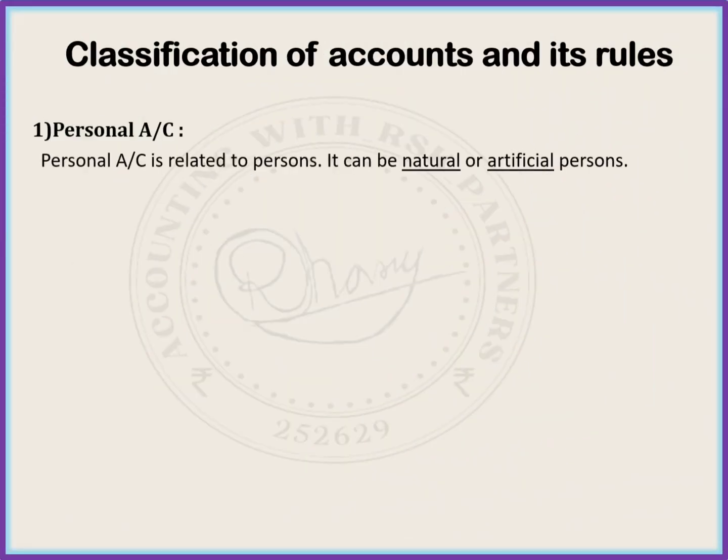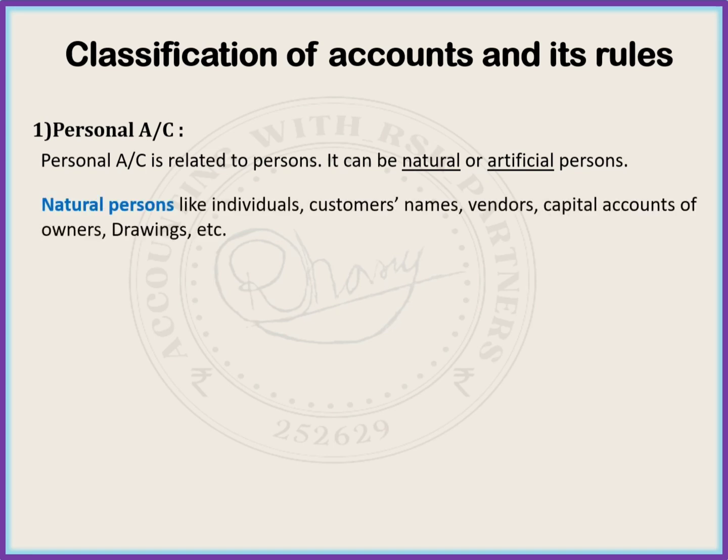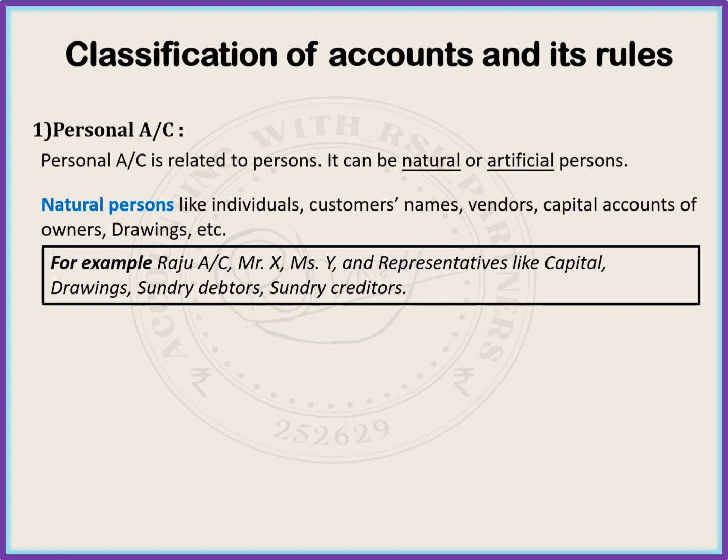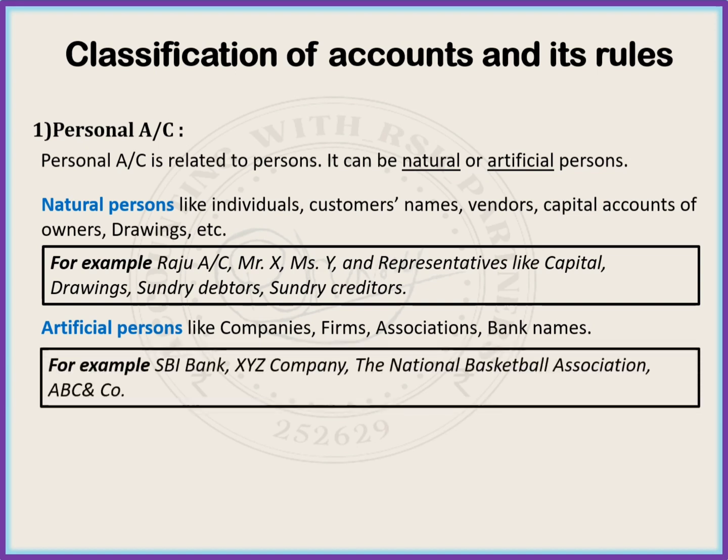Personal account is related to persons. It can be natural or artificial persons. Natural persons like individuals, customers' names, vendors, capital accounts of owners, drawings, etc. For example, Raju's account, Mr. X, Miss Y, and representatives also like capital, drawings, sundry debtors, sundry creditors, etc. And next, artificial persons. Artificial persons like companies' names, firms, associations, bank names. For example, SBI Bank, XYZ Company, the National Basketball Association, ABC and Co.